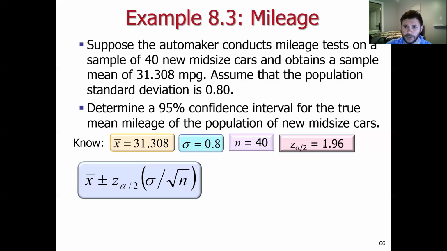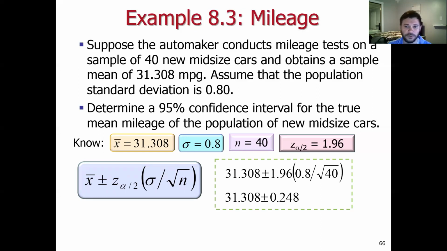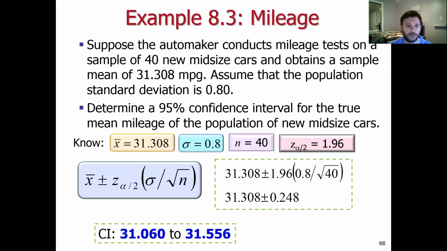And we're in a good position now where we can plug this information into our confidence interval formula, calculate that margin of error, and add and subtract it to the sample mean. The margin of error in this case comes out to about 0.25, 0.248. So when we add that 0.248 to our sample mean and subtract it from the sample mean, we find that the confidence interval ranges from 31.06 to 31.556.